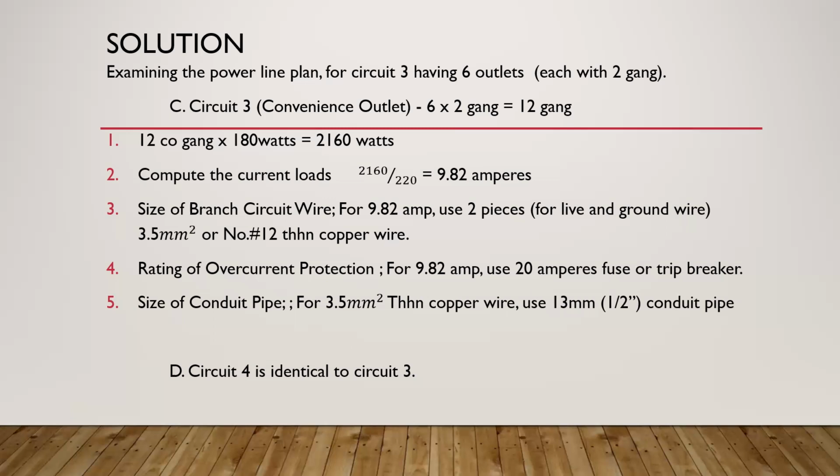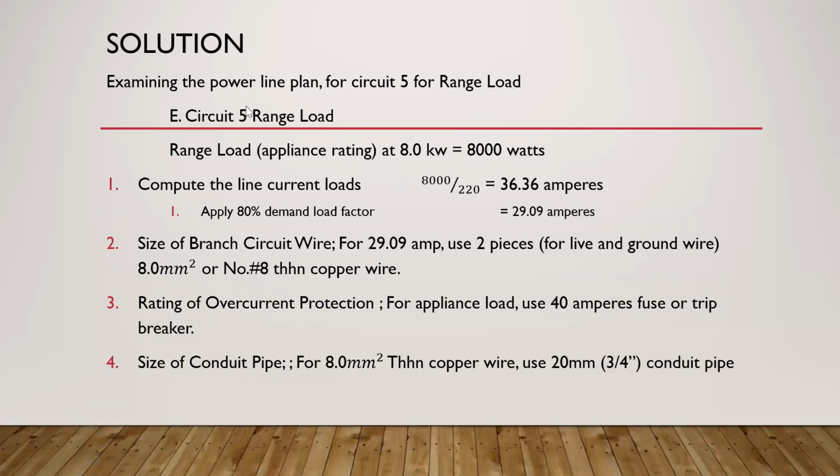So we will proceed to circuit number 5. Examining the power line plan for circuit number 5 for range load. Our range load has an appliance rating of 8 kilowatts or 8,000 watts. Let's compute its current load. We divide by the type of service, 220. We will have 36.36 amperes.